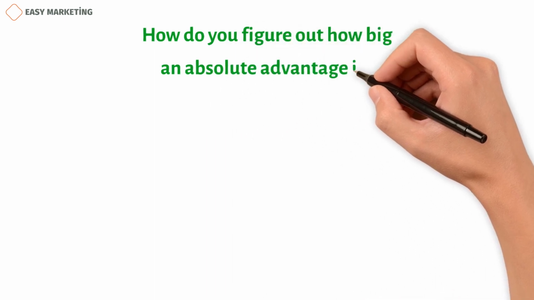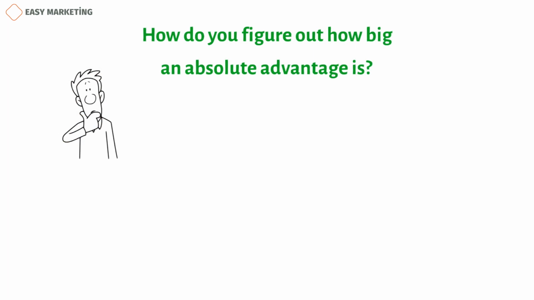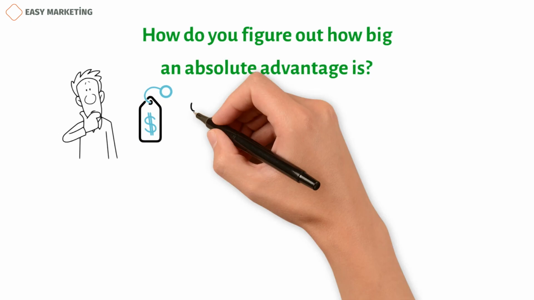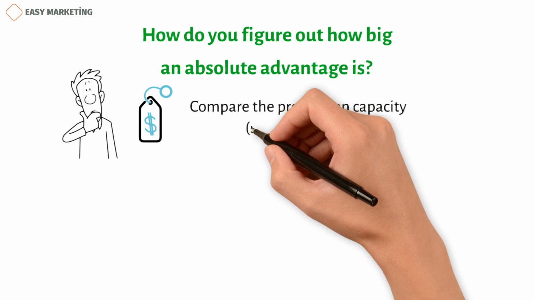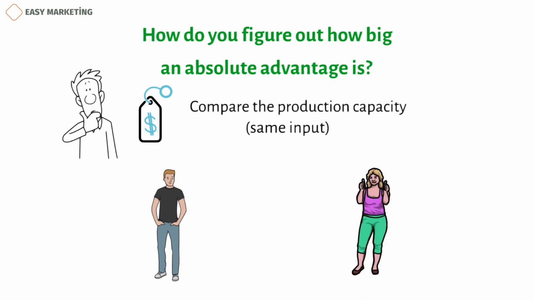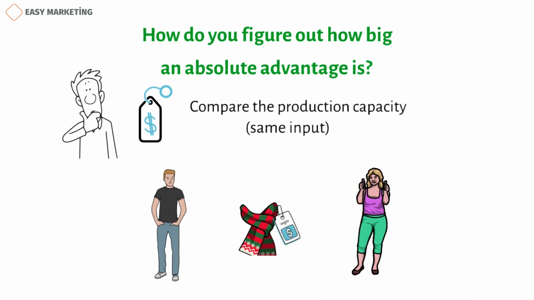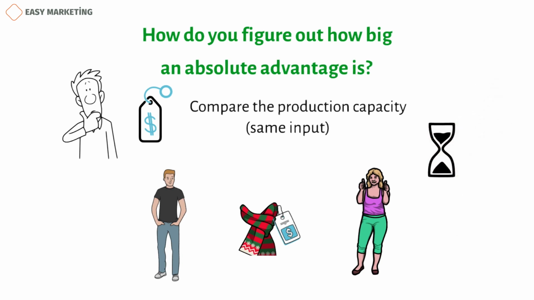How do you figure out how big an absolute advantage is? To figure out a region's absolute advantage, you need to know how much it costs to make something and how much that thing can be sold for. Then, compare the production capacity of one area to the production capacity of another, assuming that both areas use the same inputs. Harry and Sally, for example, both like to knit and sell handmade scarves from their homes. They use the same raw materials and buy them from the same store for the same price. This means that the only difference in how much work goes into making a scarf is how long it takes.